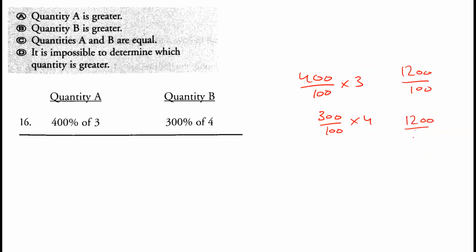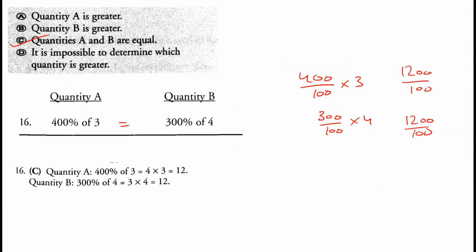Okay, so which quantity is greater, or are they equal, and so on? So 400% of 3. So 400% of 3 would be 400 divided by 100 multiplied by 3, or 300% of 4. So 300 divided by 100 times 4. In both cases, this would be 1200 divided by 100. And over here as well, 300 times 4 is 1200 over 100. So it's the same. So quantity A and quantity B are both equal.